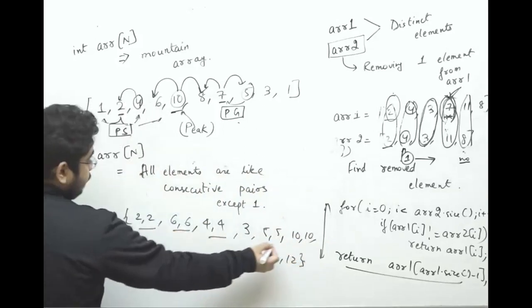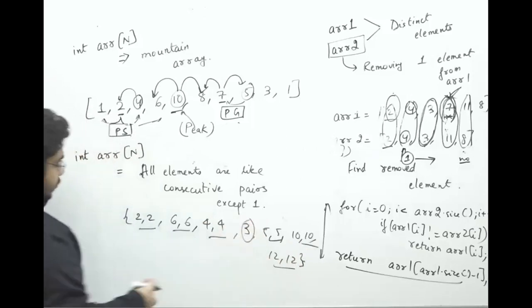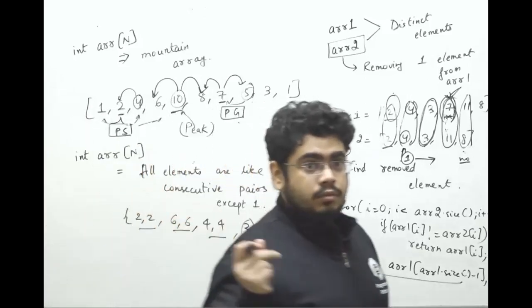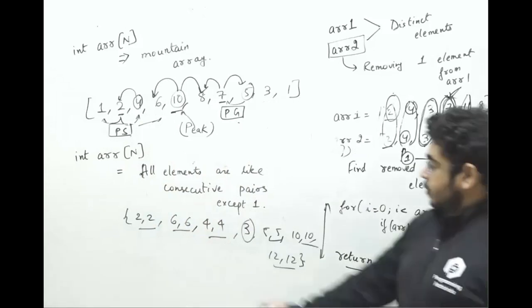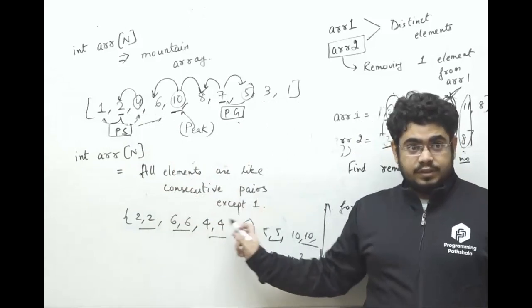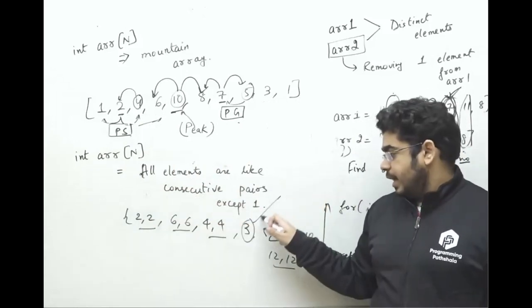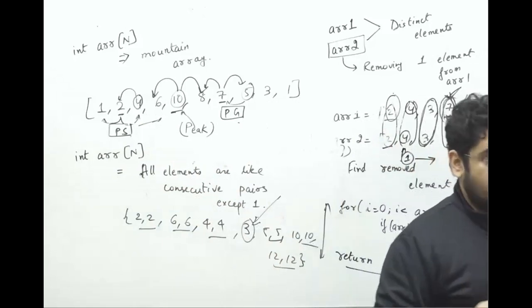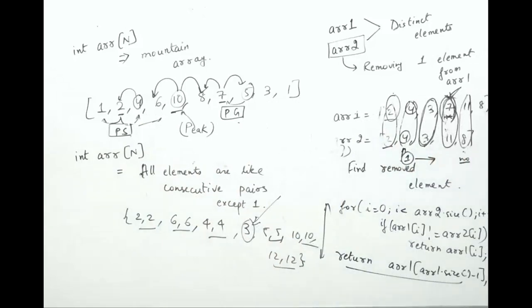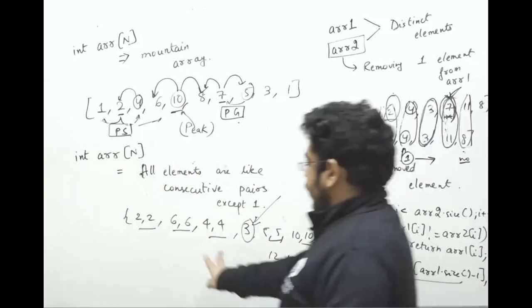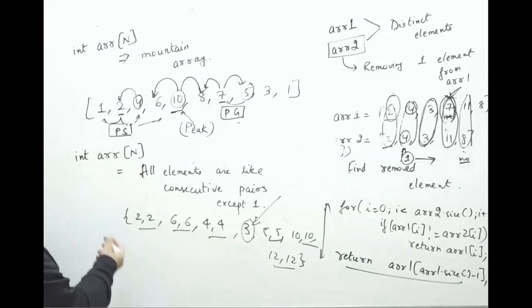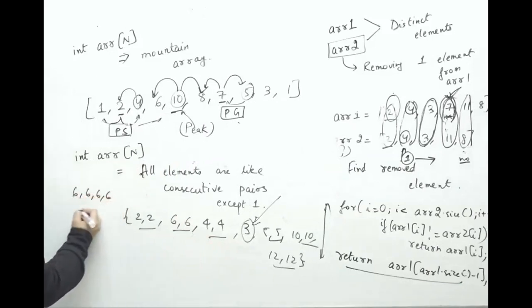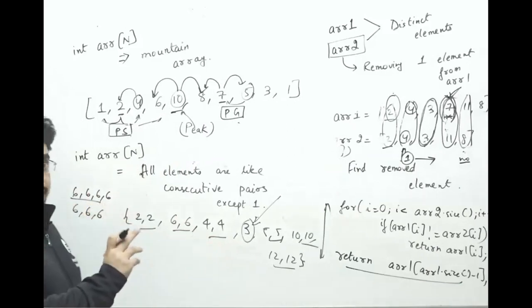So consecutive pairs, one somewhere will be alone. Is the array form clear? All the elements occur like consecutive pairs except one element, and you need to find that element which is not with the consecutive pair. Is the question clear? One more thing here is, it will never happen that there are 4 together. For example, it will never happen that 6, 6, 6, 6 is there or 6, 6, 6 is there. They will always be in pairs, right? And then a new element will be there.